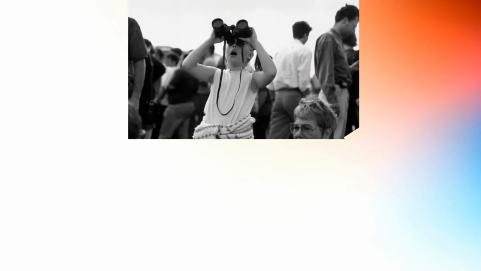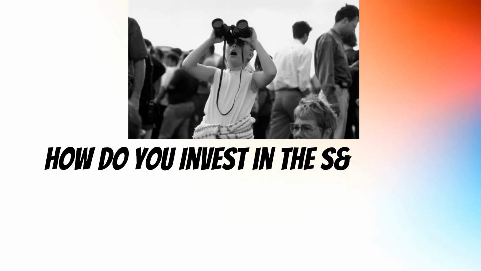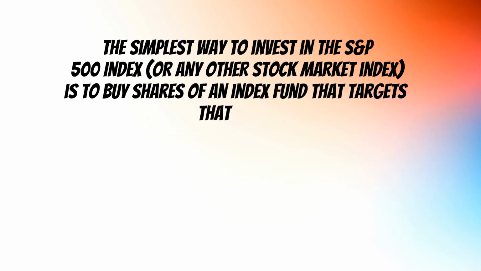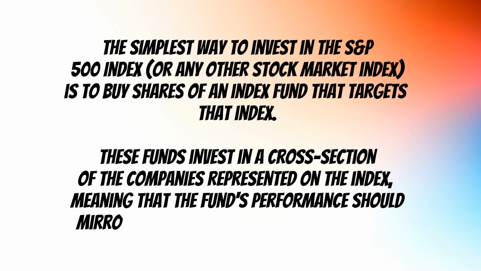So now that you have built a great understanding of what the S&P 500 is, you may be asking yourself how you can invest. The simplest way to do so is by investing in an S&P 500 index fund. These funds invest in a cross-section of the companies represented within the index, and what they are meant to do is mimic them in their overall performance.